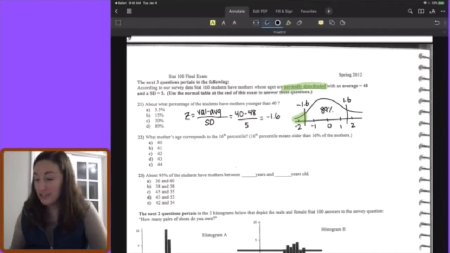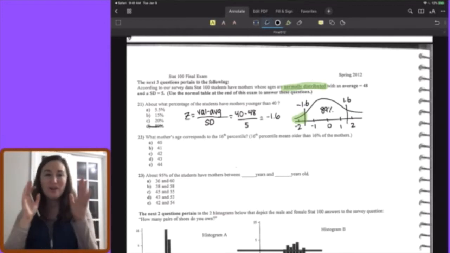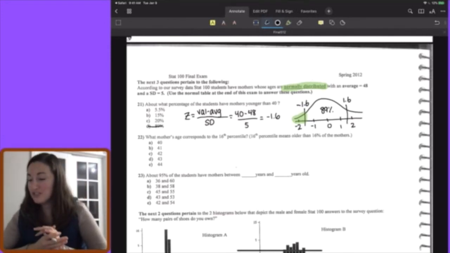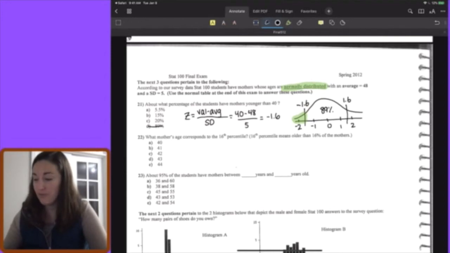But that's not my answer. That is one of the answer choices, but I'm going to cross it off because I don't want to know what % are between two numbers. I want to know what % are less than 40. So to get this green part, I'm just going to take 100 minus my middle area, minus 89, divided by 2. And that gives me 5.5%.